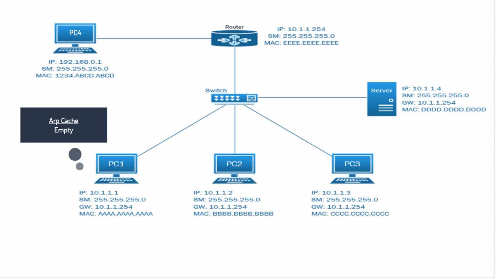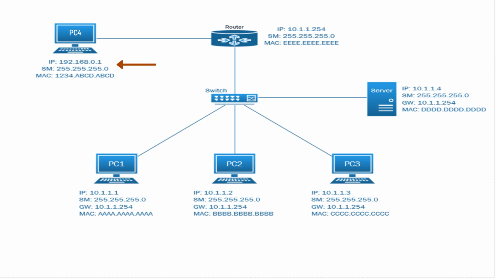But if we didn't, the process would be exactly the same, except here our system, instead of issuing an ARP broadcast for the destination IP of 192.168.0.1 for PC4, it would just issue the broadcast for the default gateway 10.1.1.254. So basically, anytime we need to communicate to an IP address that's outside our network, we will just use our gateway MAC address for the destination MAC address. The gateway will handle it from there.